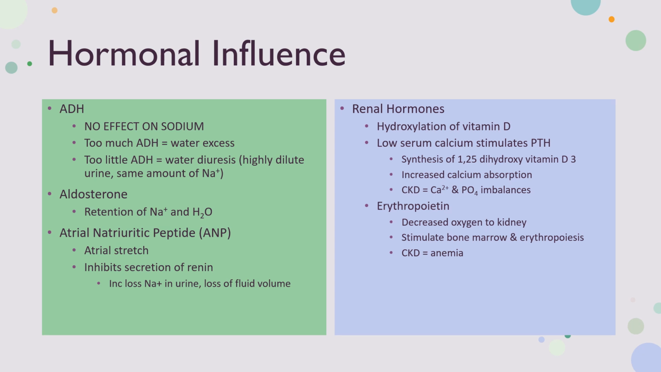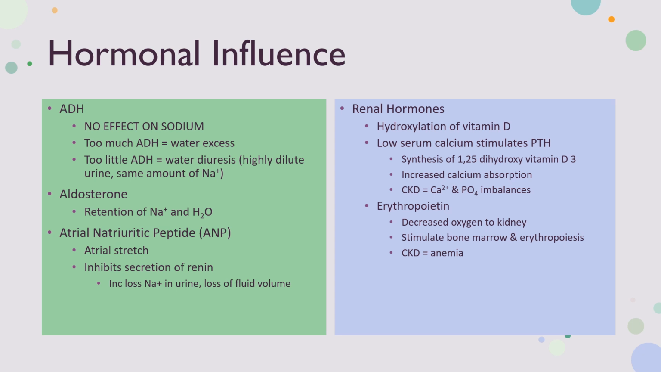When calcium levels are low, the parathyroid releases parathyroid hormone. This stimulates the kidney to synthesize dihydroxyvitamin D, 1,25-OH2D3, which activates vitamin D, promoting calcium absorption in the small intestine. Without the normal action of the kidney, calcium and phosphate would be imbalanced due to an active vitamin D deficiency.